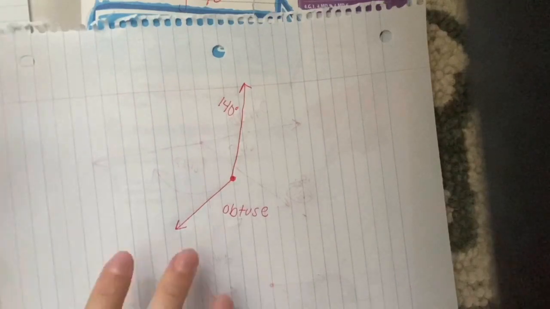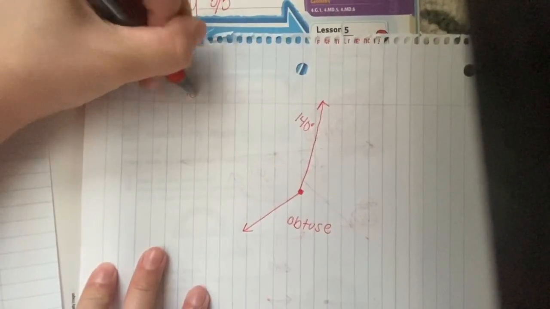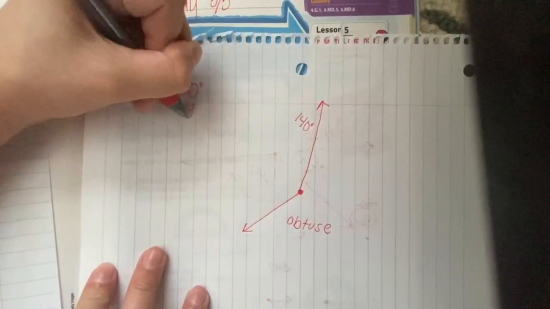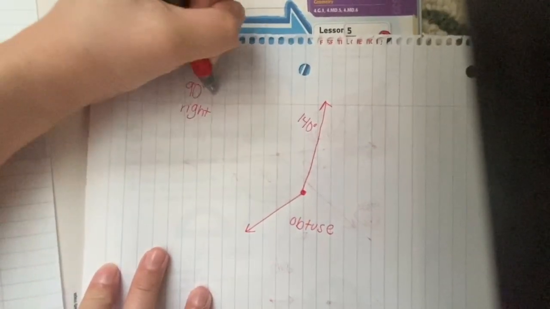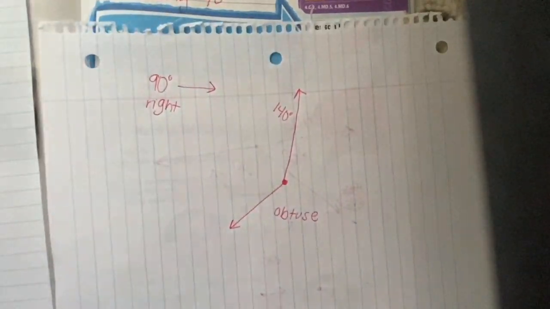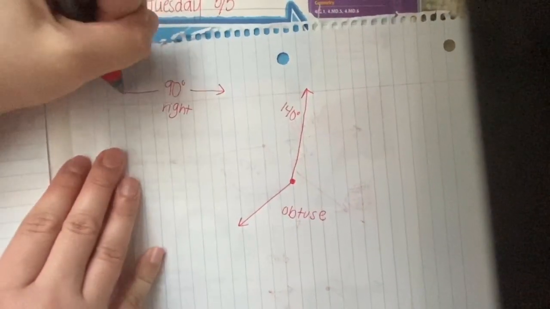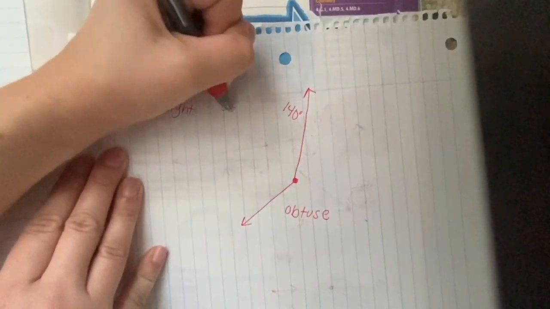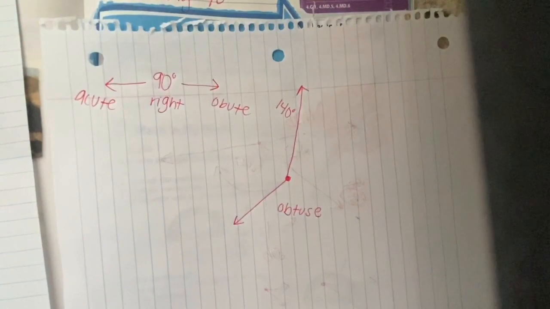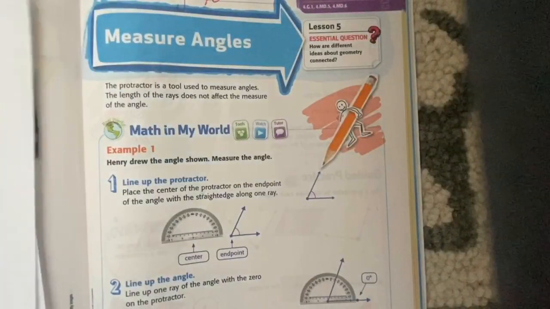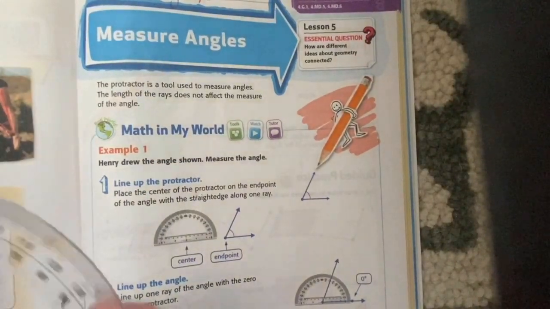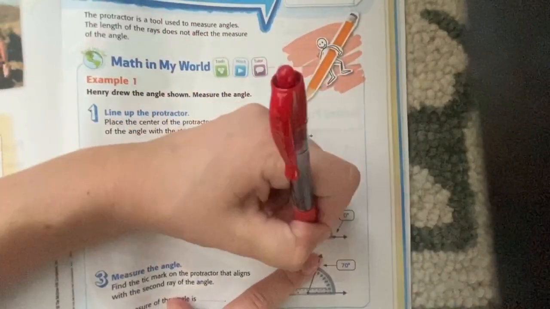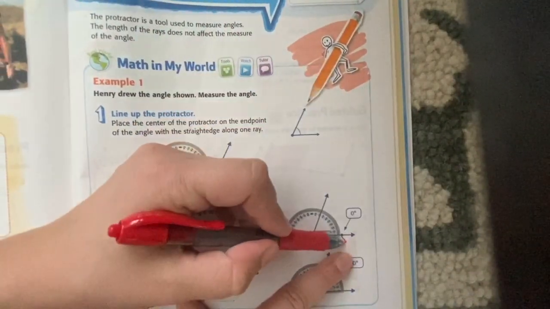And remember, 90 degrees is a right angle. Anything greater than 90 degrees is obtuse. Anything less than 90 degrees is acute. A cute little angle is less than 90 degrees. All right. So if you had straight lines that just went this way, remember that's 0 degrees.